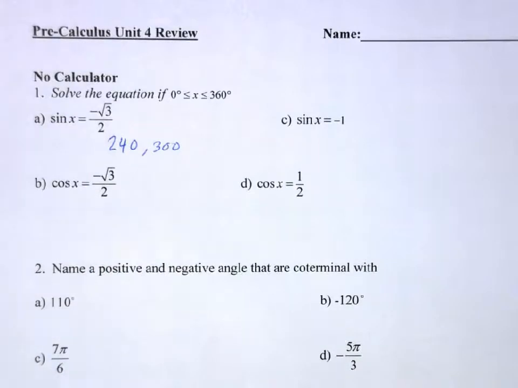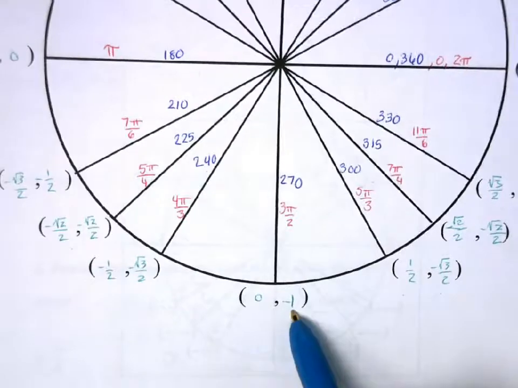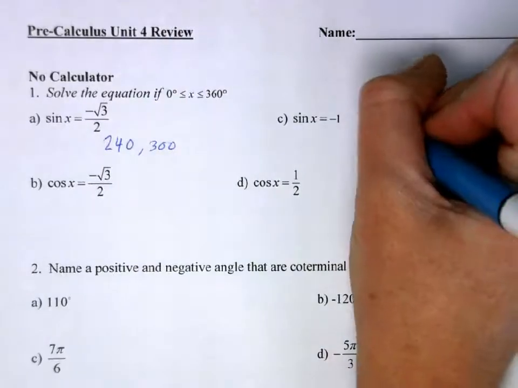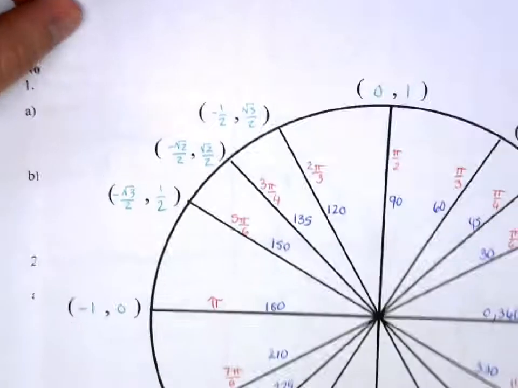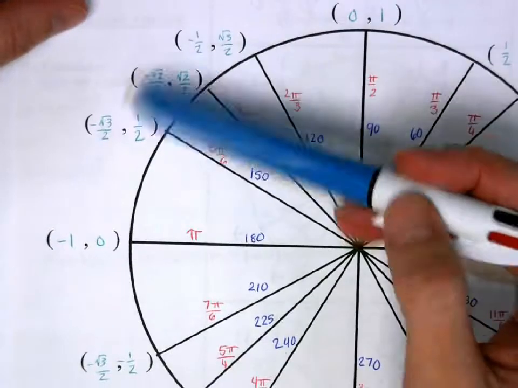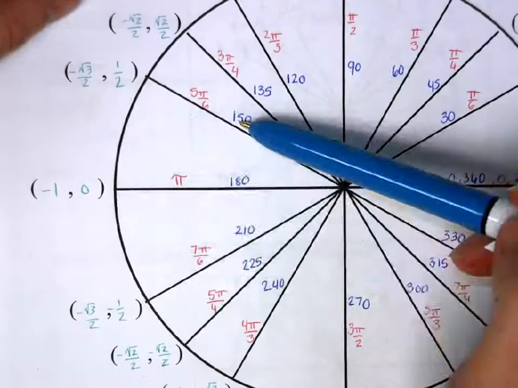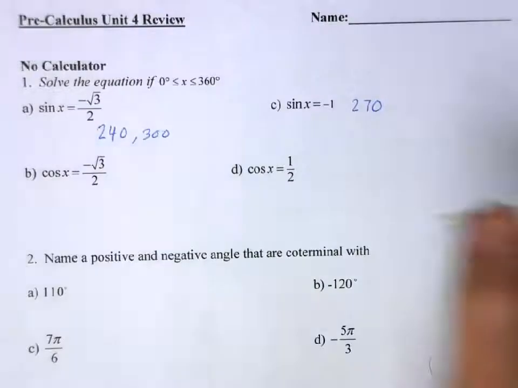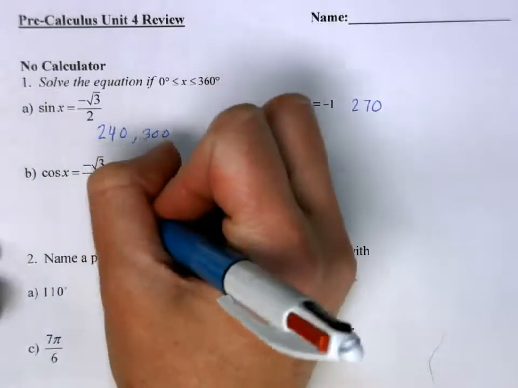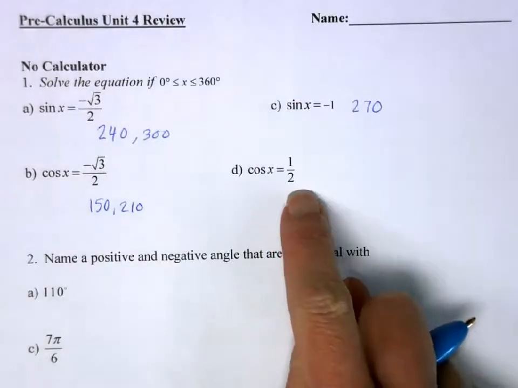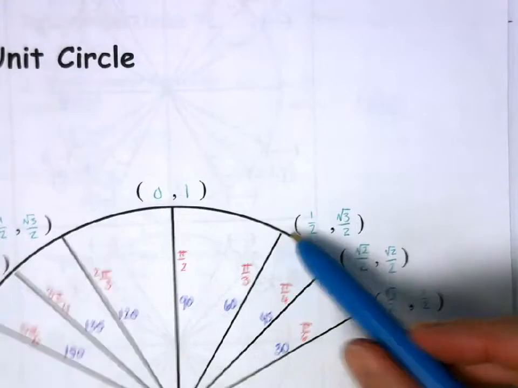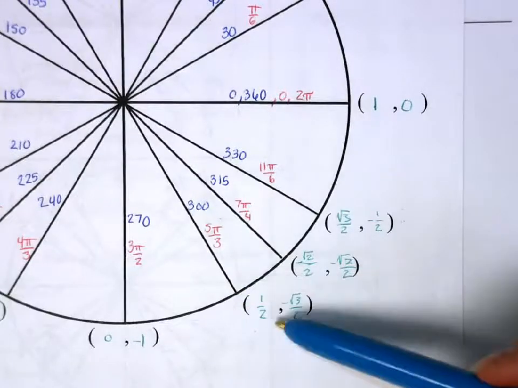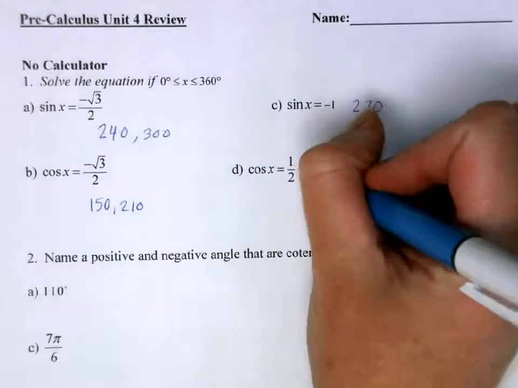For where sine is negative 1, we're looking for where the y value is negative 1. So that's going to be down at the bottom of the circle at 270. X equals negative root 3 over 2. So now we're looking where our x values are negative root 3 over 2, which is going to be at 150 and at 210. And then where our x values are positive 1/2 is going to be at 60 degrees and down here at 300.